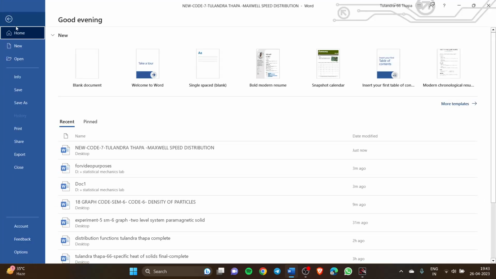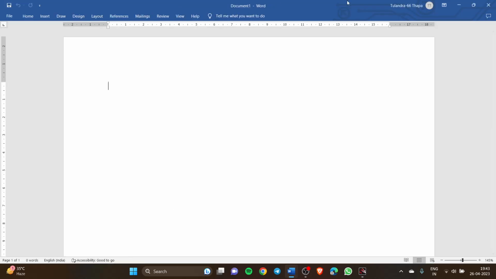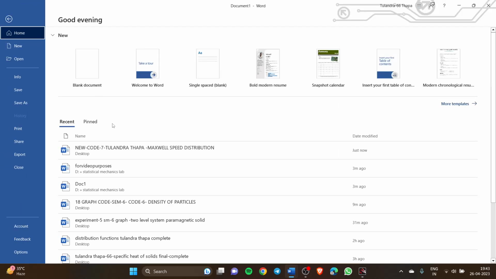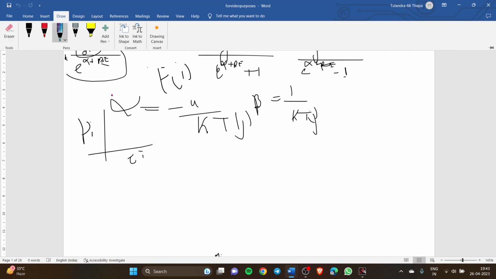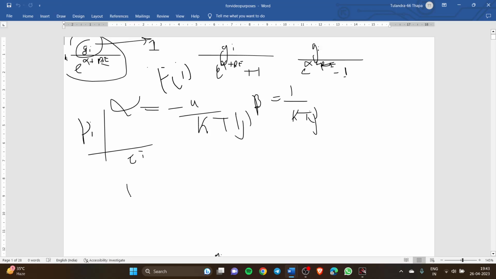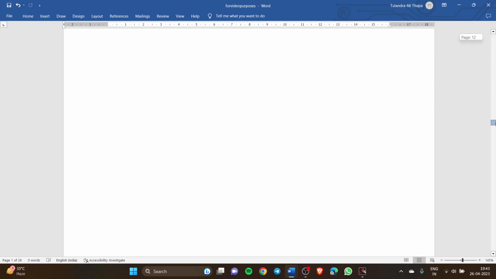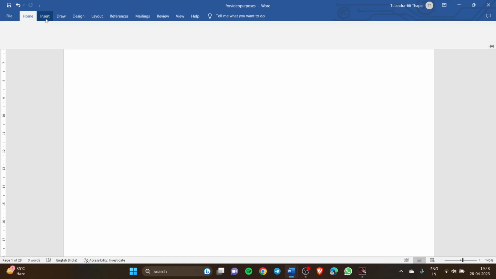Now what we have to do is take a new file. Sorry, file open. So we have these formulas. I will take this one. So we have the formulas for the speed distribution function. Sorry, we don't have space here, so let's go down. So here we have space, home, insert, draw.